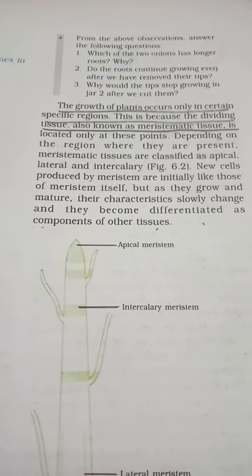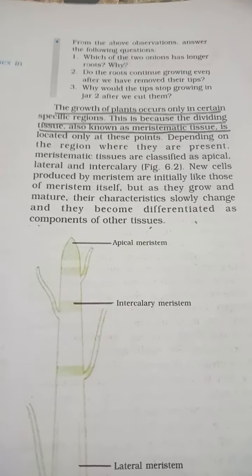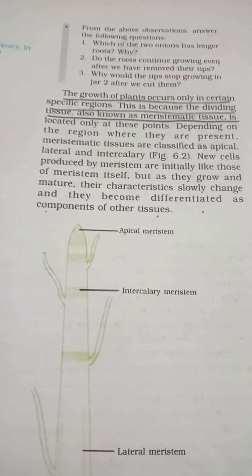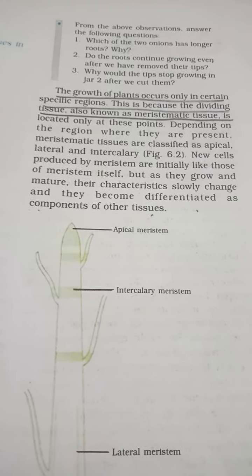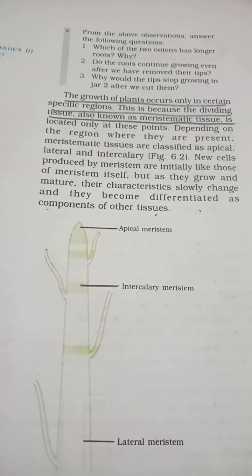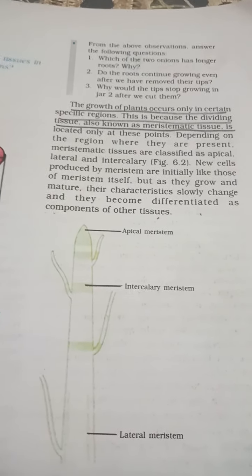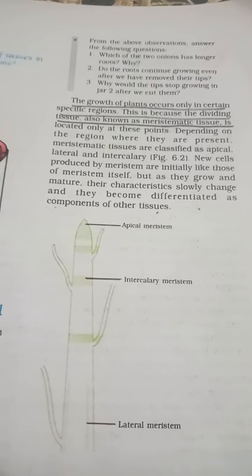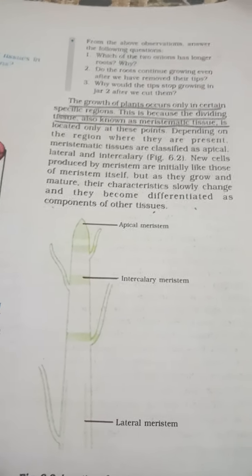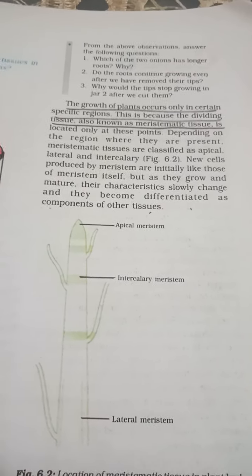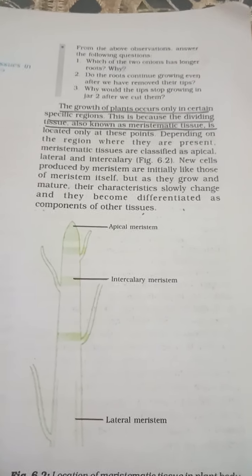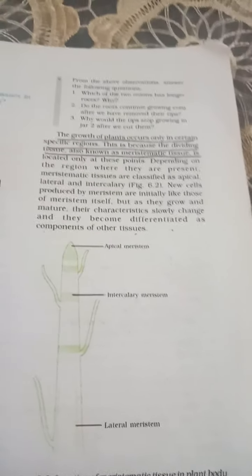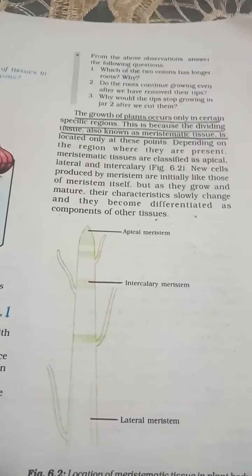It is found at the base of leaves and twigs and at the base of internodes. Now, node is a place from where the leaves arise, and the place between the two nodes is called internodes. And intercalary meristem is responsible for increasing the length of organs and branches and is responsible for bending movement of twigs. The third is lateral meristem.